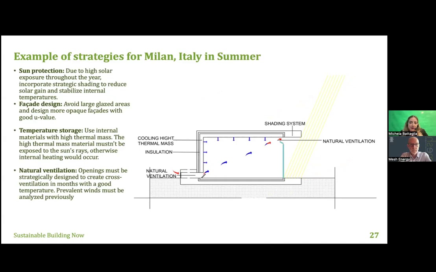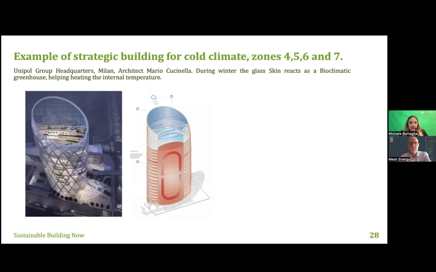In summer, it's similar to Rome: the temperature is hot, but not too much. So by incorporating only a shading system, natural ventilation, and high thermal mass, we are able to cool down the interior of the building. This is another example by the architect Mario Cucinella, who is a pioneer of bioclimatic architecture in Italy. This is the Unipol Group headquarters in Milan.